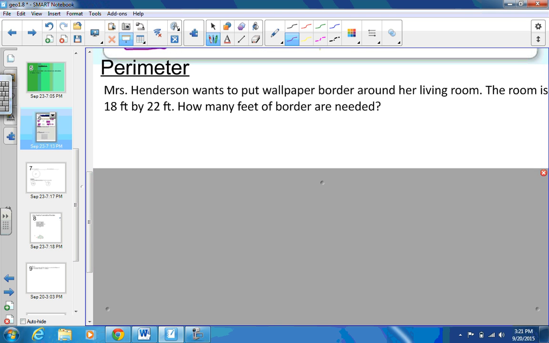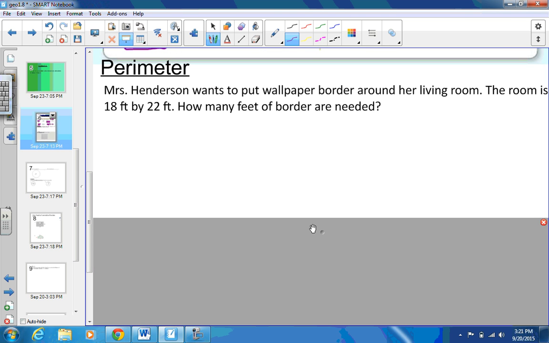All right, let's do some stuff with the perimeter. Here we got one example. I think this one is in your notes. It says Mrs. Henderson wants to put wallpaper border around her living room. The room is 18 feet by 22 feet. How many feet of border are needed to go around the living room? So we're dealing with perimeter here. So what is the perimeter? Well, draw a picture. That's what I would do. So if I would draw a picture, I've got the shorter legs are going to be 18 feet.